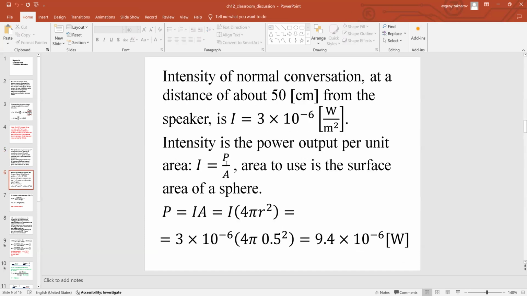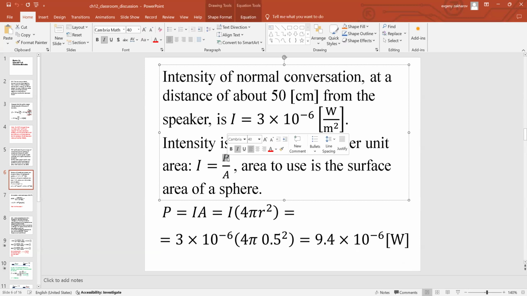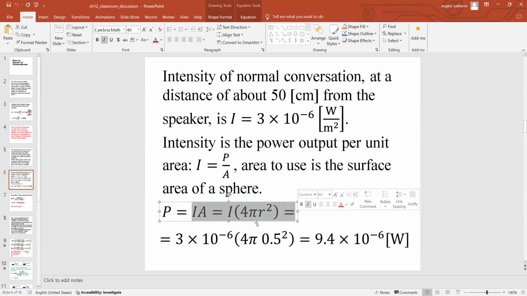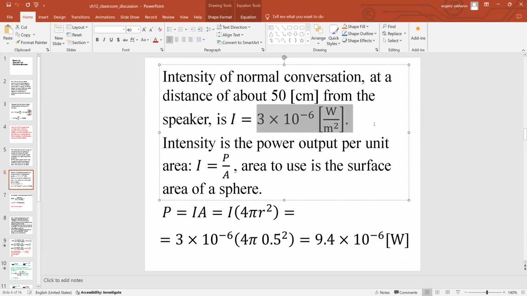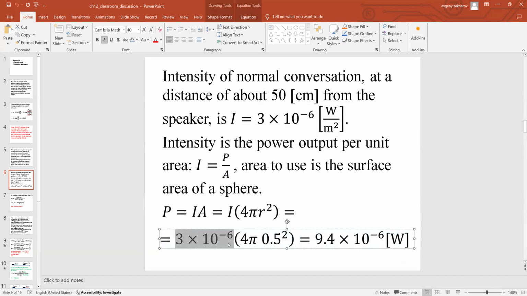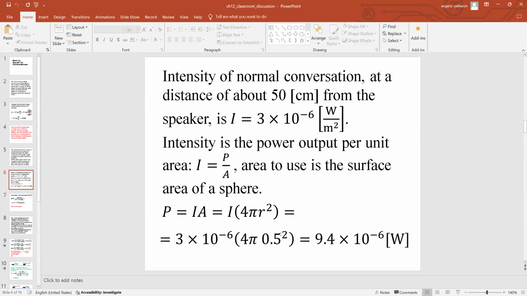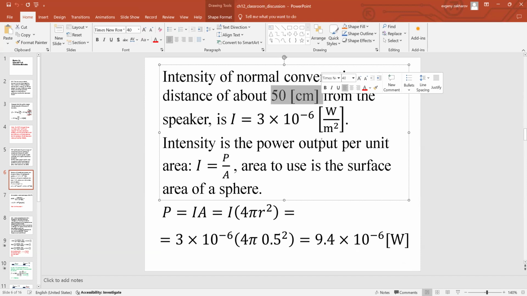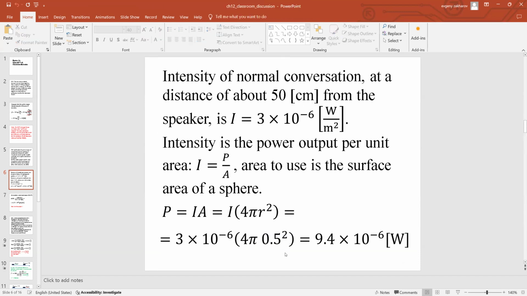So if I want to solve for the power, which is the question, you have to multiply the intensity by the surface area. That's exactly what we're doing here. Intensity comes from the table. Here it is. And 4 pi r squared, be careful, do not use centimeters, convert to meters, which is half of a meter. And then you have to square it. Do the math, you're going to get 9.4 times 10 to the negative 6th of a watt.